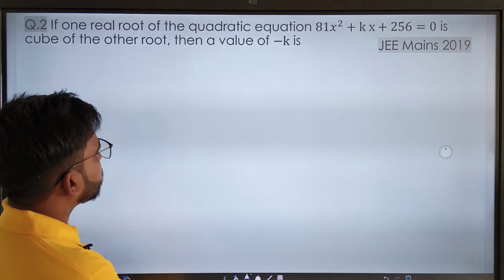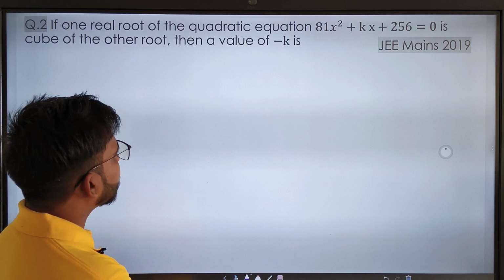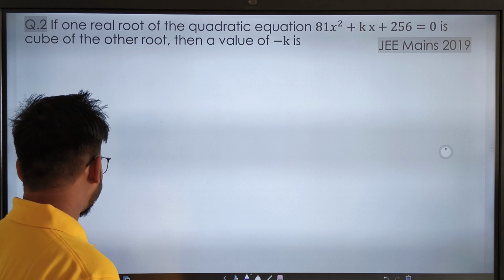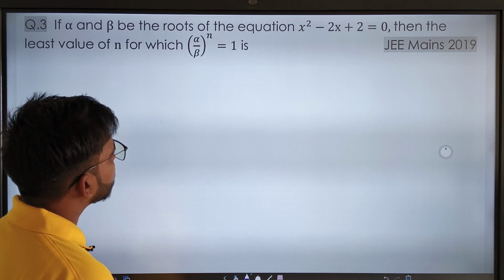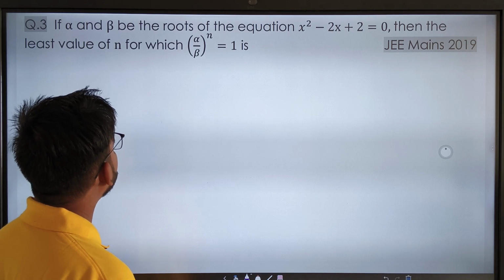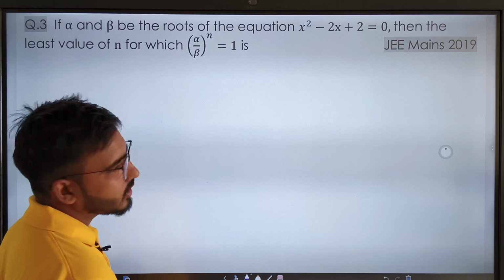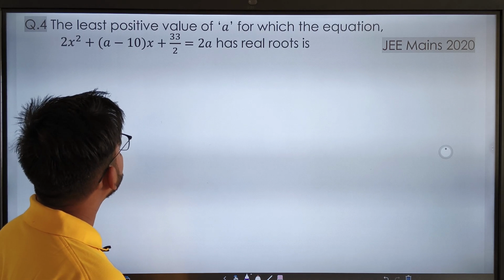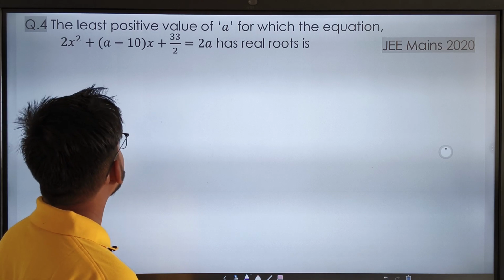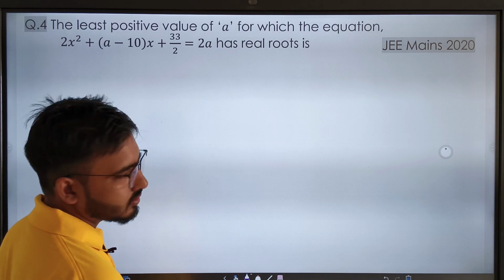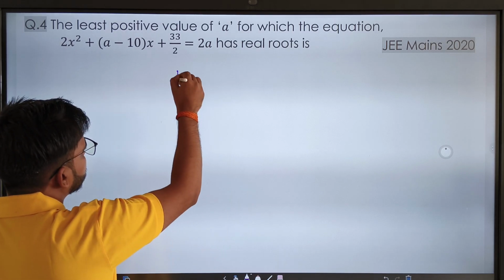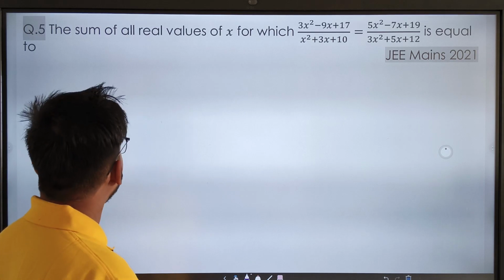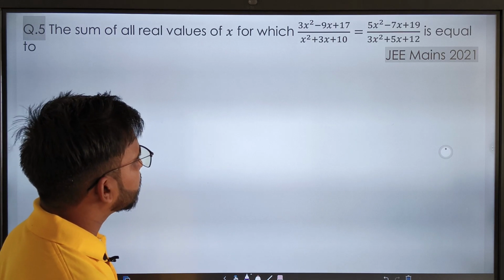Question number 2. If one real root of the quadratic equation is the cube of the other root, again the same: let alpha and beta be the roots of the equation, then the least value of it for which. So again find out alpha and beta and divide it. The least positive value of a for which the equation has real roots. Has real roots means D should be greater than or equal to 0. The sum of all real values of x.